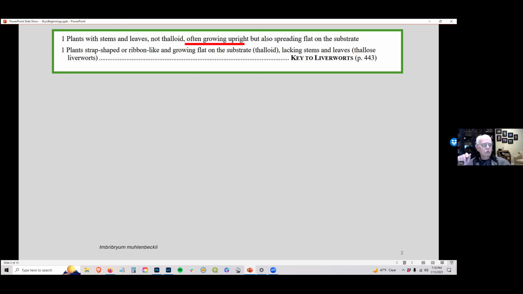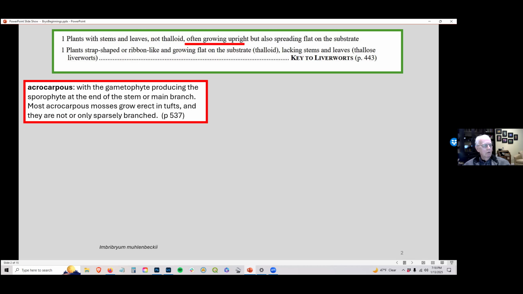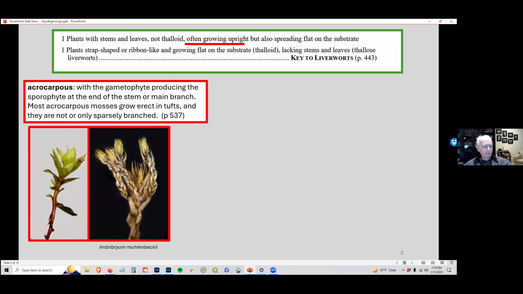And what you see in the first one is plants with stems often growing upright, but also spreading flat on the substrate. So let's just deal with growing upright. That's another word for acrocarpous. You may remember that from the last time we had a meeting. And there's the definition of acrocarpous out of the big green book, with a gametophyte producing the sporophytes at the end of the stem or main branch. Most acrocarpous mosses grow erect in tufts, and they are not or only sparsely branched like that.